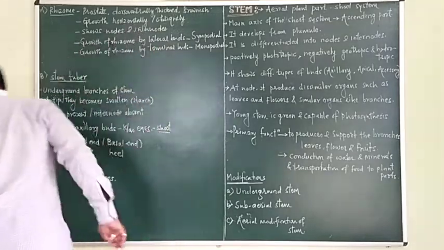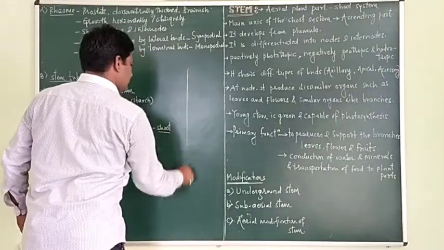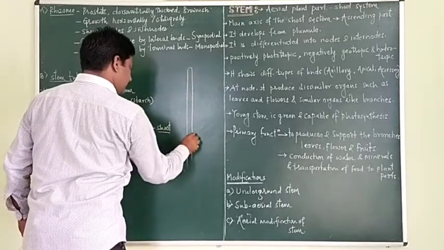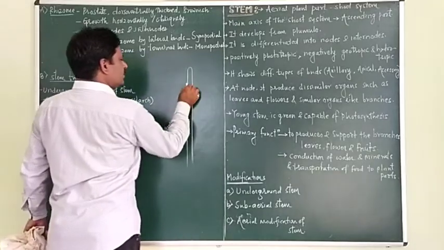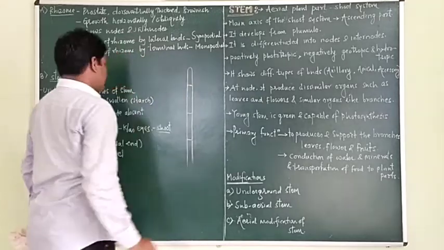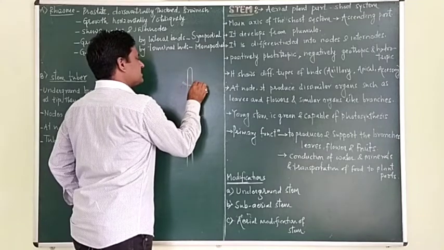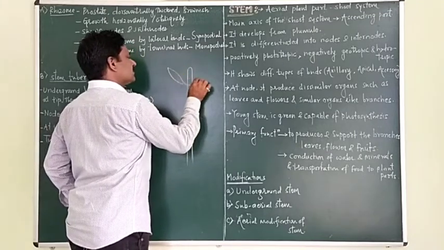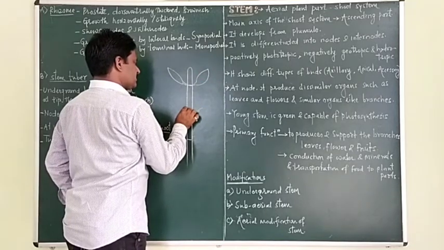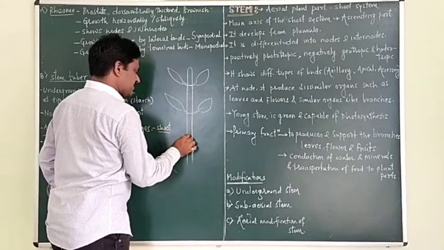nodes and internodes. Now see, suppose this is the stem of any plant, and it divides into nodes and internodes. These are the nodes from which the branches or the leaves arise. Suppose this is the leaf. Suppose this is the nodal region, and from this node leaves or branches arise.